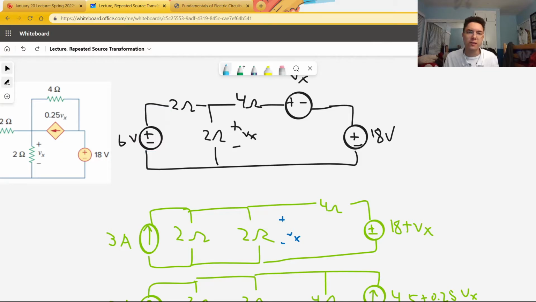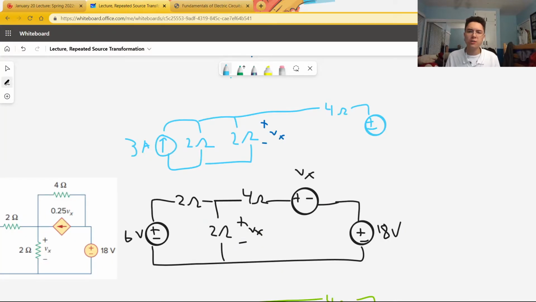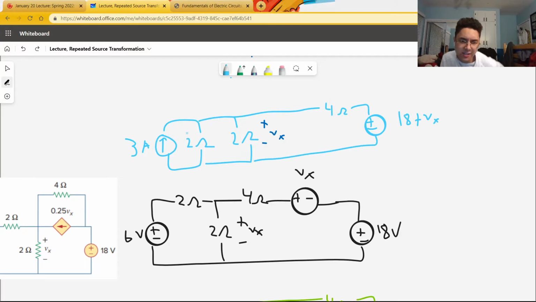Just like before, we convert the 6 volt and 2 ohm resistor into a 3 amp current and a 2 ohm resistor. I'll also combine the voltage sources immediately into just 18 plus Vx for convenience. Now to get rid of these two parallel resistors, because I turned this 6 volt and 2 ohms into a set of 3 amp and 2 ohm parallel resistors, I can just combine the two parallel resistors into one.